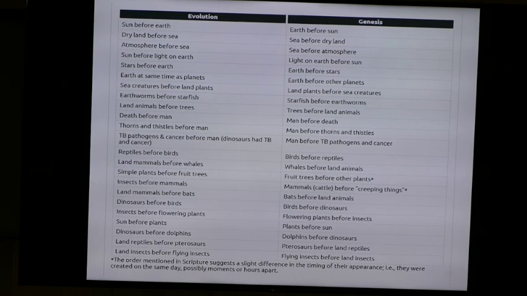Genesis says earth before the other planets. Remember, aster was that Greek word for stars. Well, Hebrew had the same basic word, which meant that there were stars before there were the other planets. Land before the sea creatures before the land plants. Starfish before earthworms before starfish. I mean, you look through this whole long list.